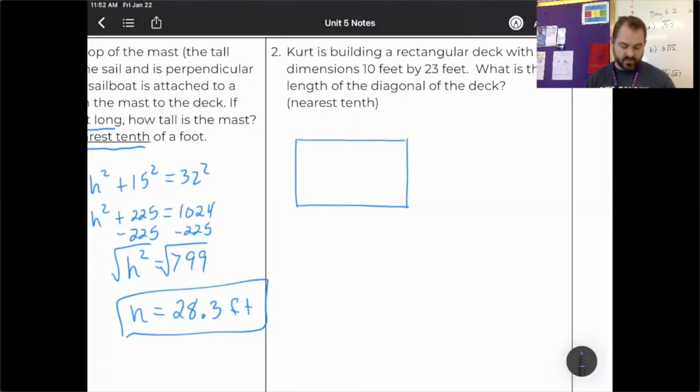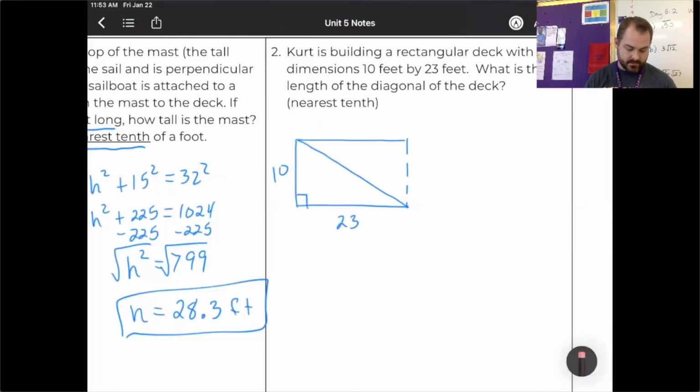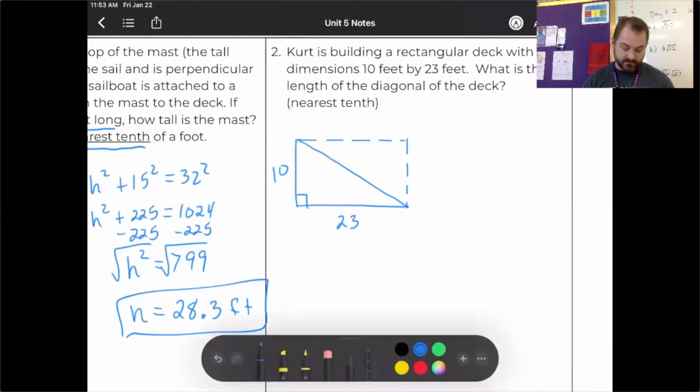Well, the shorter side would be 10 feet, the longer side would be 23 feet, and it's asking for the diagonal. There's a right triangle. Okay, we can almost even get rid of the other part of this deck and just focus on the right triangle.